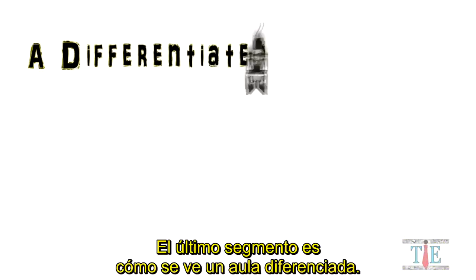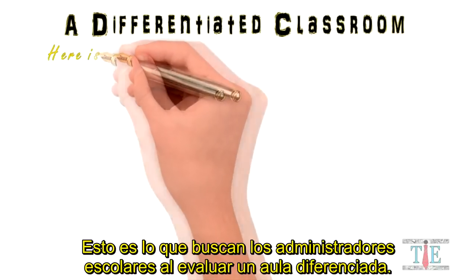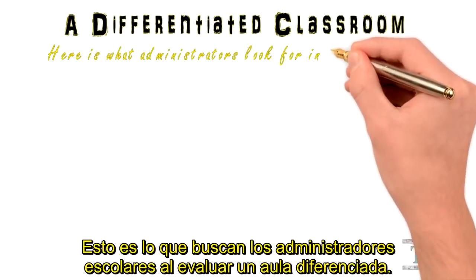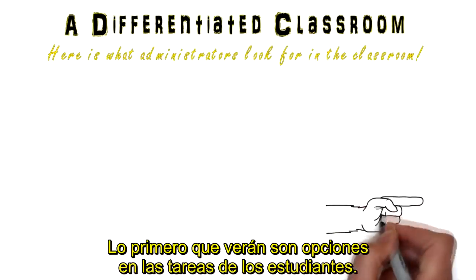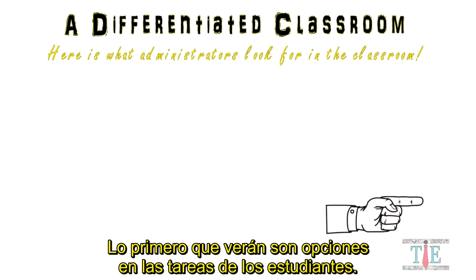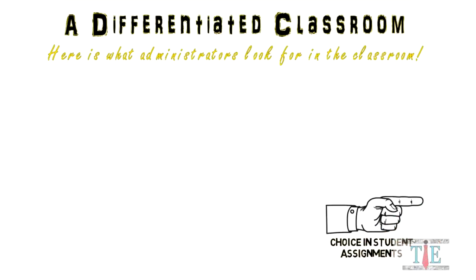And our last segment, what does a differentiated classroom look like? Here's what school administrators should look for when evaluating a differentiated classroom. The first thing they will look for is choice in student assignments. Choice in student assignments should be reflected in lesson plans.